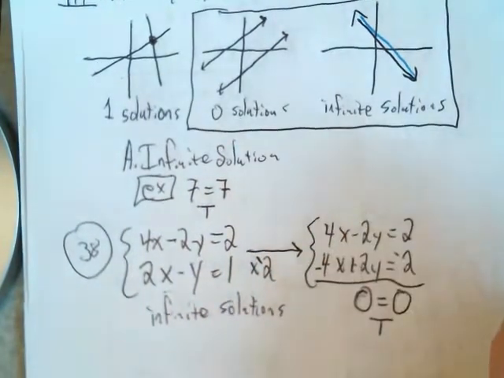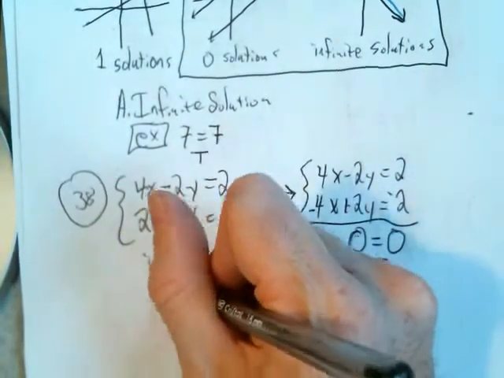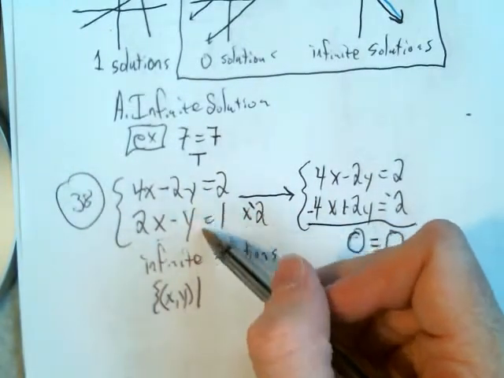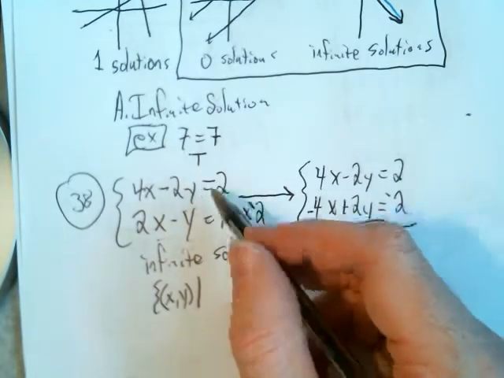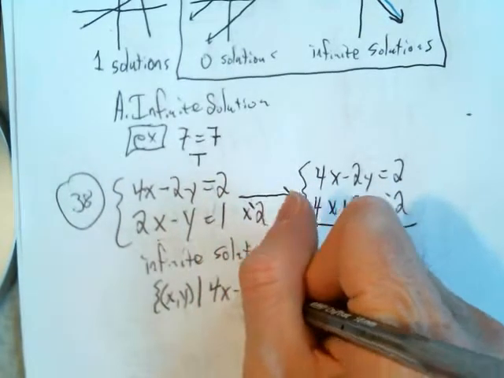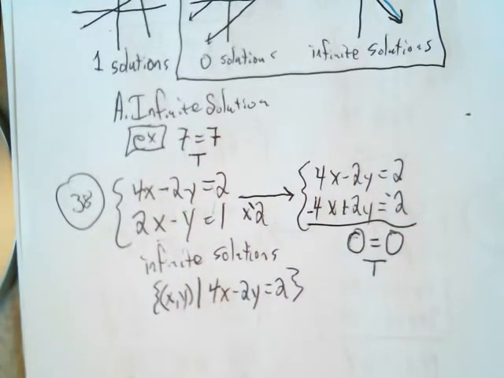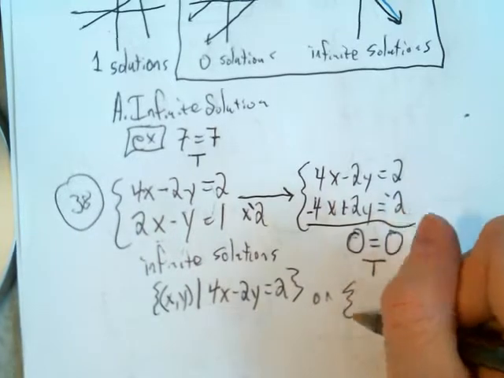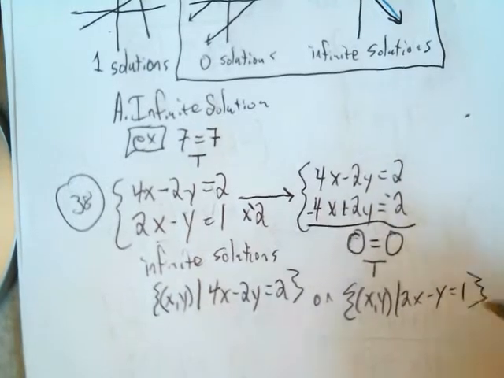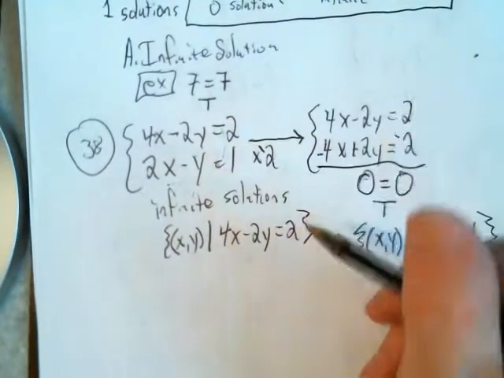The book will have set builder notation, and the way they write it is the solution is the set of all points x comma y such that x and y fulfill one of these equations. Okay, you can pick either equation because they're technically the same. So we can say the set of all points x, y such that 4x minus 2y is equal to 2, and that would be your answer. Of course, you could also say the set of all points x, y such that 2x minus y equals 1. Okay, those would be equivalent answers. And if you don't care that much, you can just write infinite solutions.